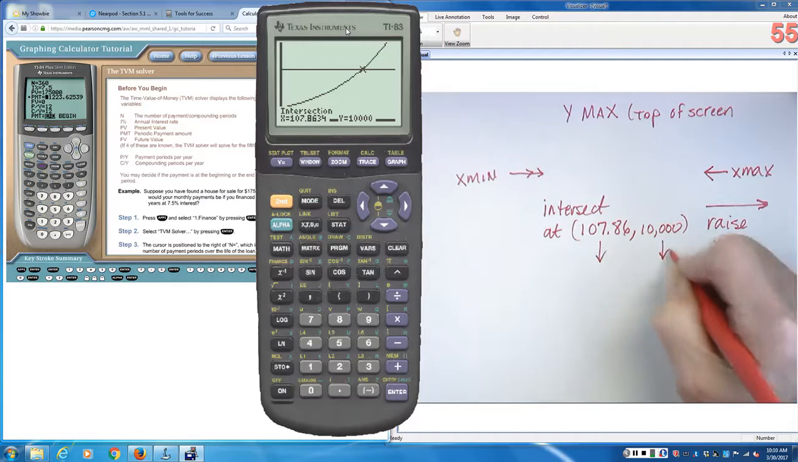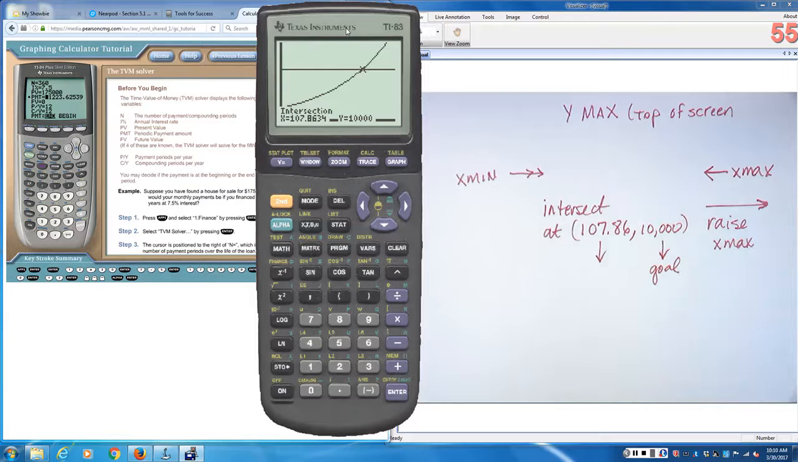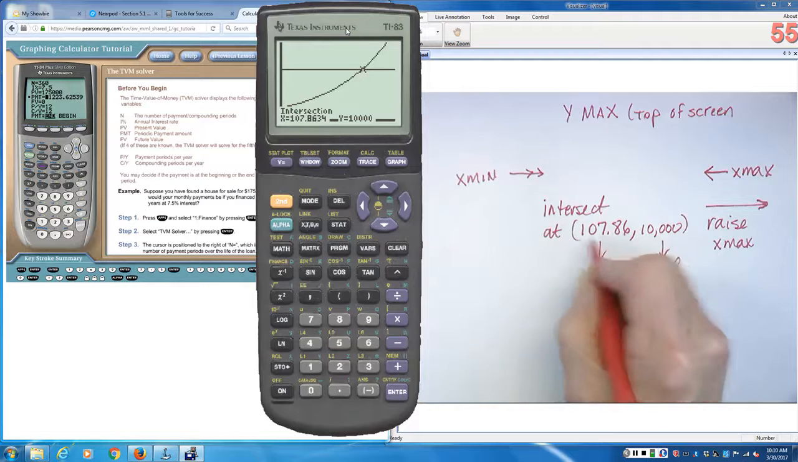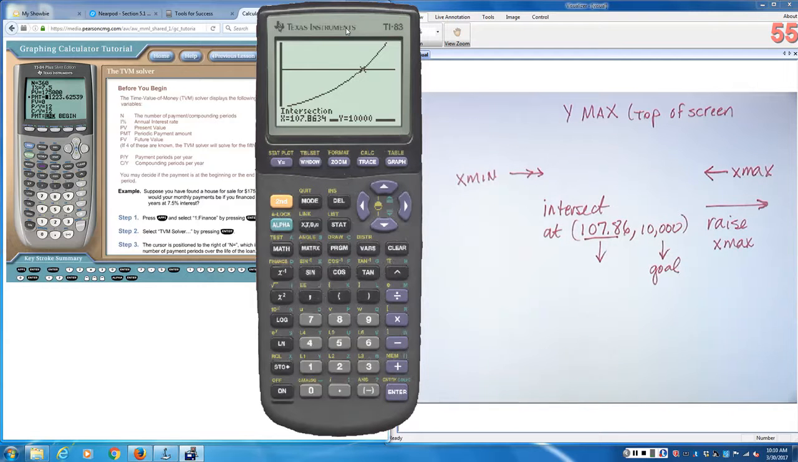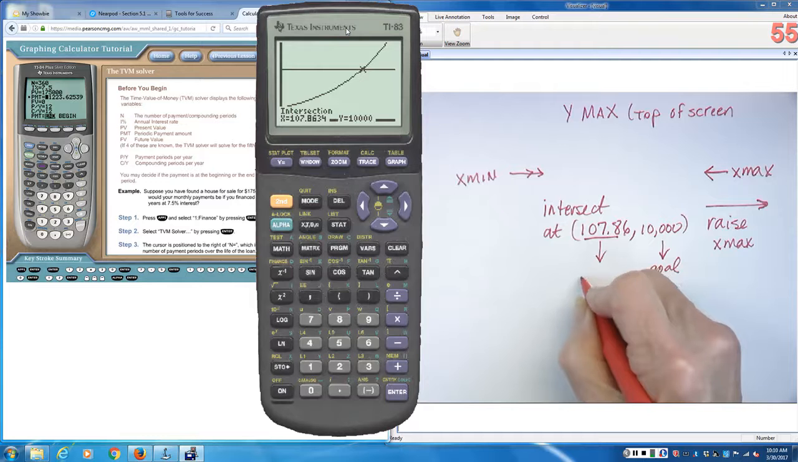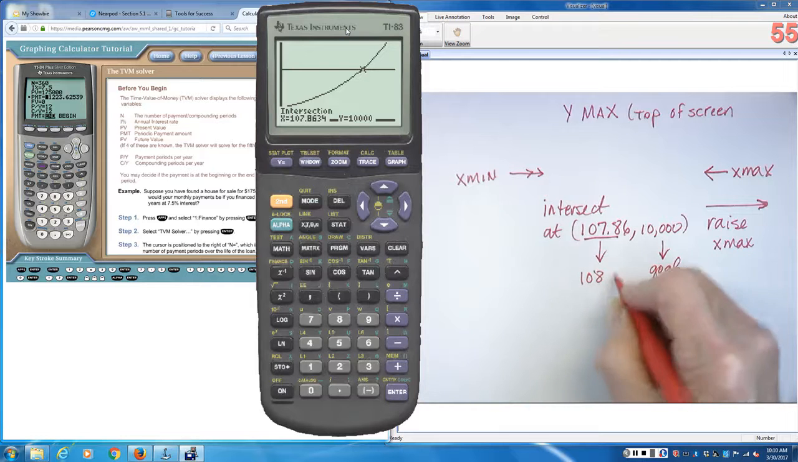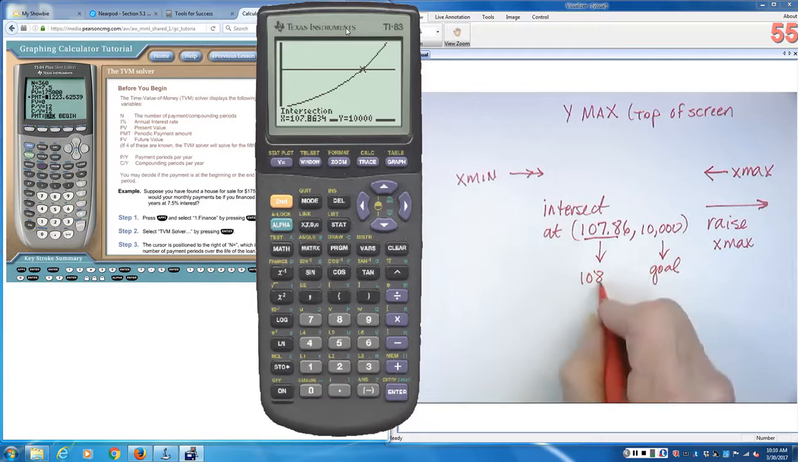So this is the $10,000 goal that we had. And you can't have 0.86 of a payment period, so this is actually going to be at 108. And since they do those 4 times a year, we'll divide by 4.